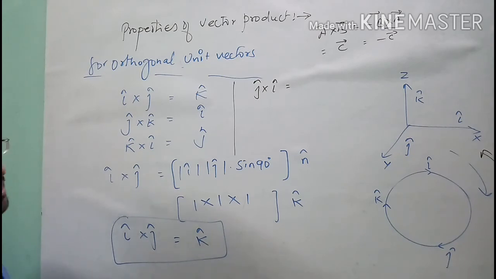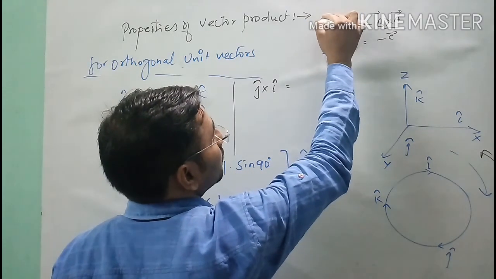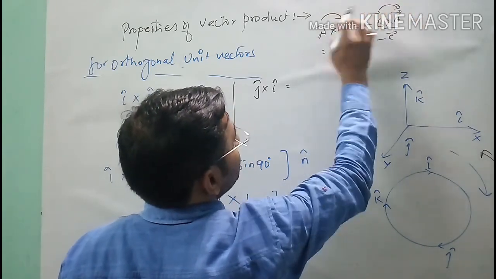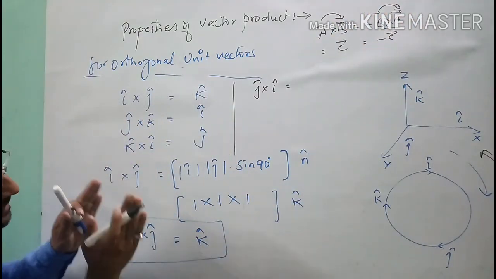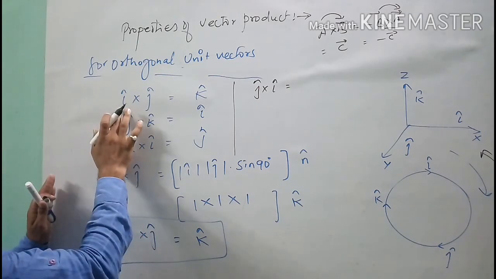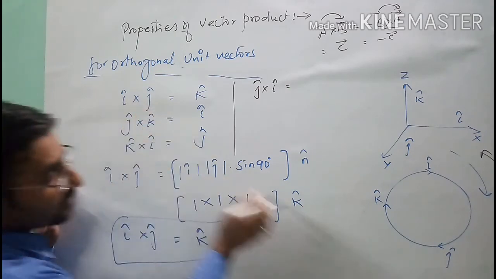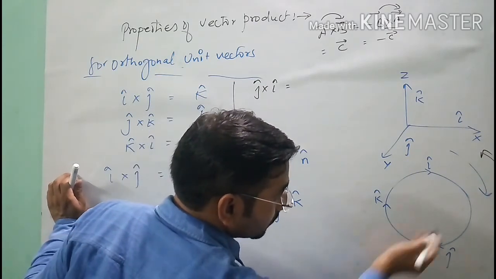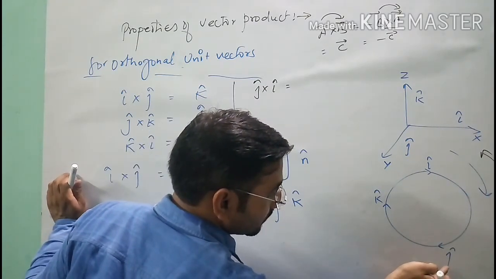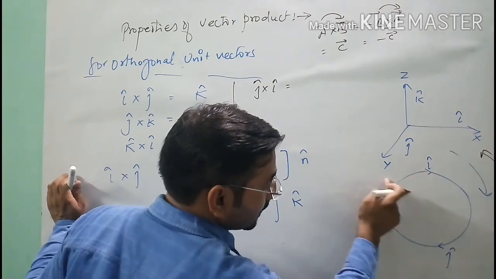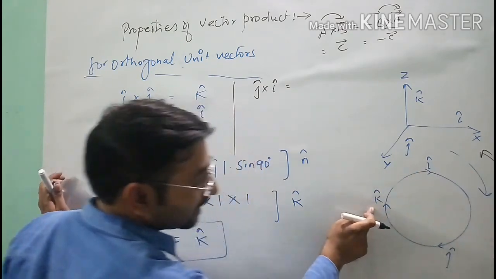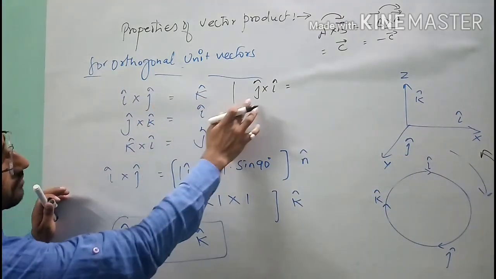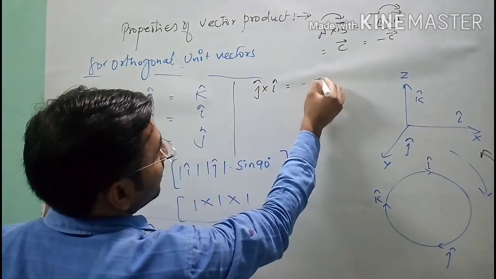Is it clear or not? Here, if you are going from a to b, then the direction is b to a, which is just opposite to this. In the same manner, listen carefully, if i cross j is equal to k, and you are rotating in the anti-clockwise direction, then j cross i is again k. But here you are taking the opposite direction, so you will write j cross i is equal to negative of k cap.